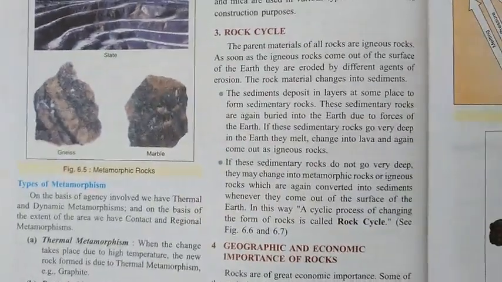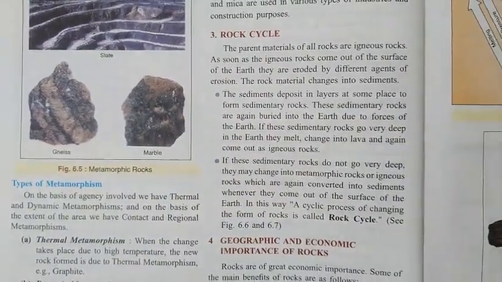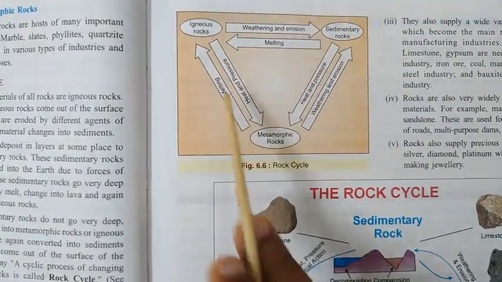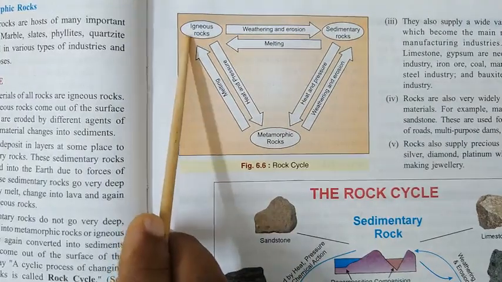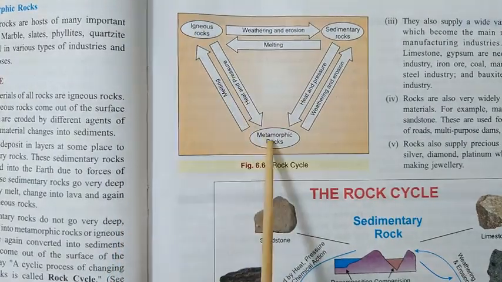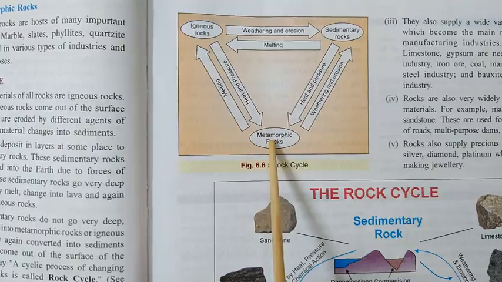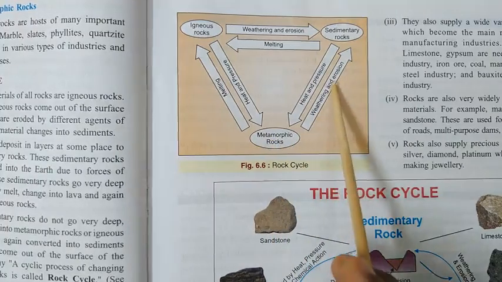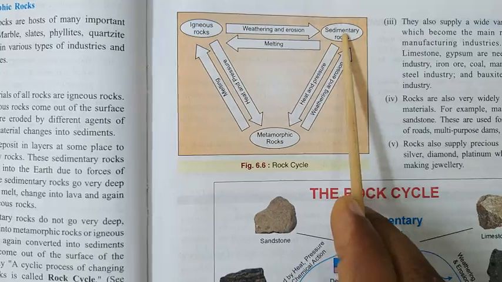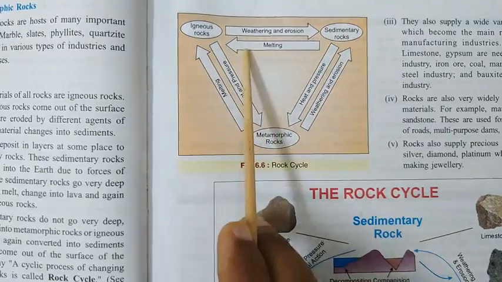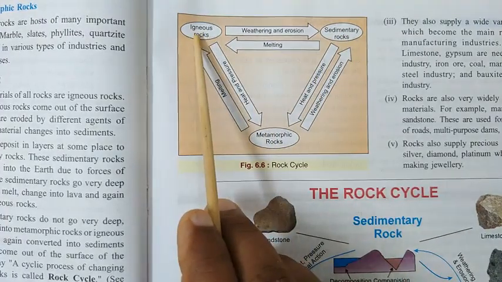Let's see here. What is the rock cycle? Let me show you one figure here. Look here. These are the 3 types of rocks, all of you know, but you will find here that igneous rocks, when they go through the process of intense heat and pressure, form metamorphic rock. And when this metamorphic rock goes through the process of weathering and erosion, it forms sedimentary rock. These sedimentary rocks go through the process of melting, and they melt and solidify again into igneous rocks.